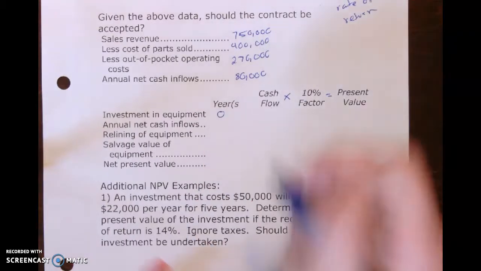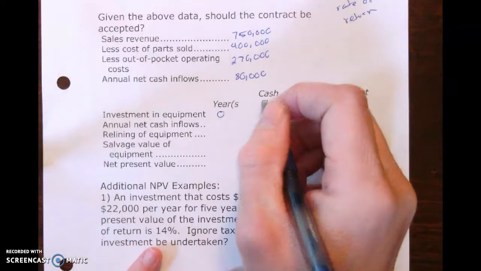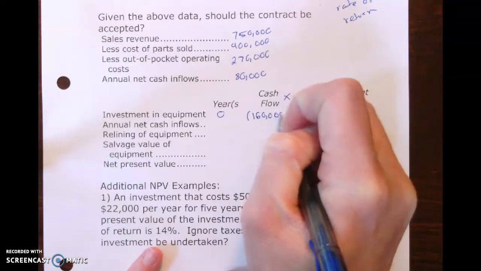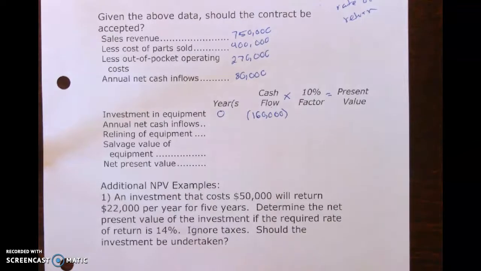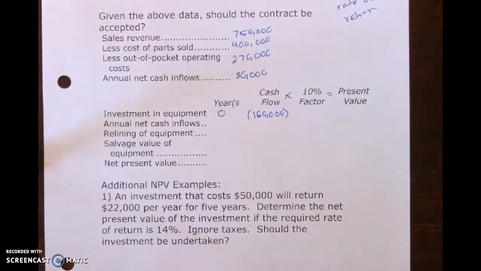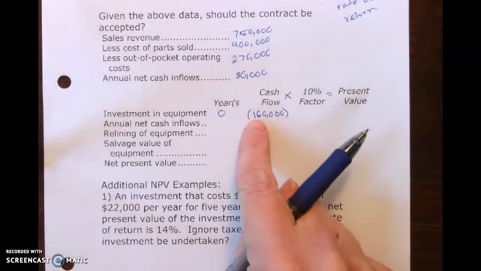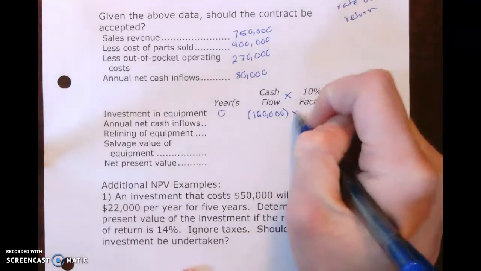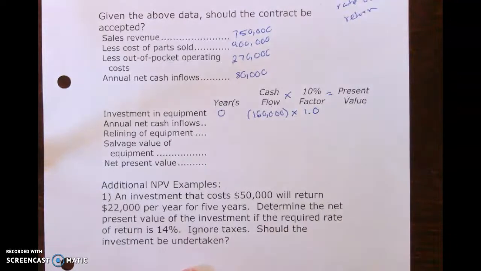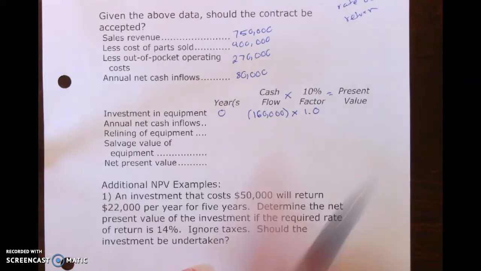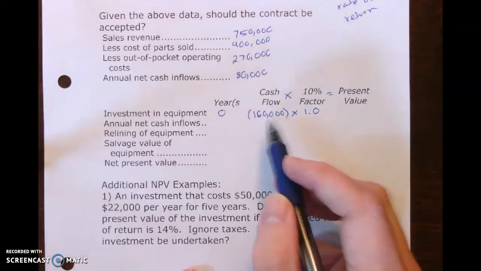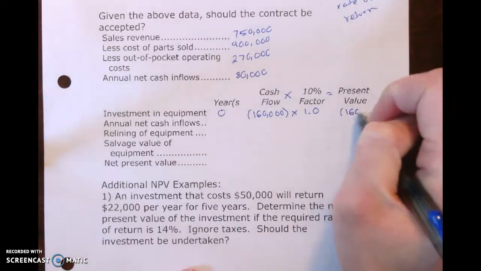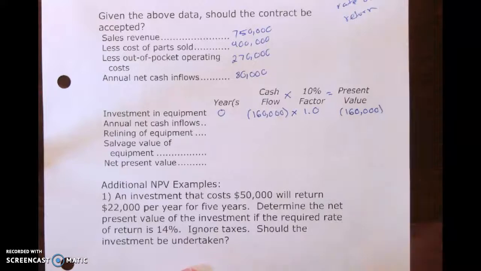If you look back on the prior page, the cash flow was $160,000, and I'm just going to represent that as a negative to show you that it's a cash outflow. You don't have to do that, but sometimes it just makes it easier to keep track of things if you put the cash outflows in parentheses. Now, because it's right now, the present value factor is 1. So there is no discounting, okay? So I take my 160,000 times the 1. That gives me a present value of 160,000.